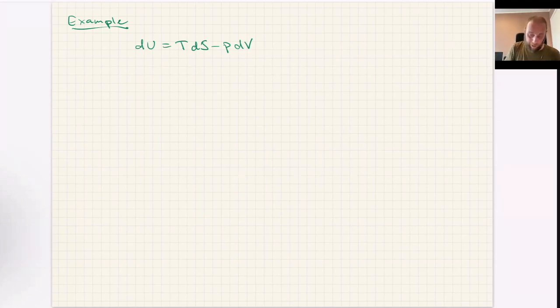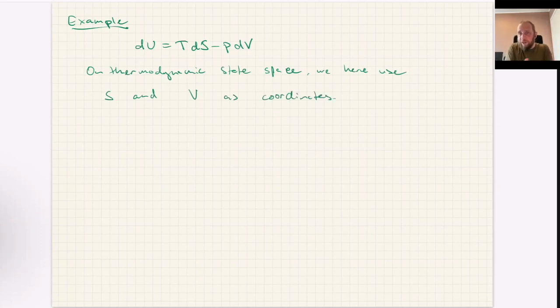So here we are using, on thermodynamic state space, S and V as coordinates. But there is no a priori metric on thermodynamic state space, but you can still compute things like the change in internal energy. For example, if you had an isentropic process, then along that path in thermodynamic state space, you can find out how the internal energy changes along that path. If you go with an isentropic process, then dS is going to be equal to 0 along that path, and it's just going to be given by -P dV.